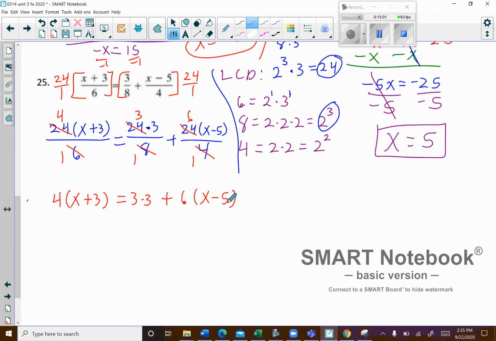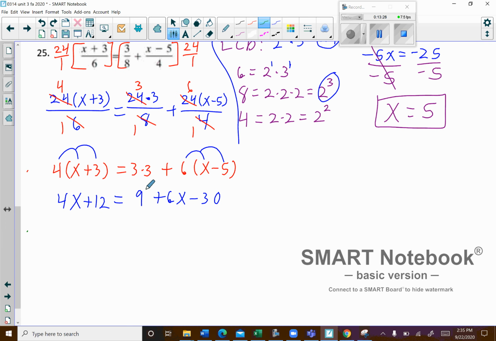And this is nothing new. You should know how to do this. This goes back to our very first unit, so this should be pretty basic. So we'll start by distributing the 4. 4x plus 12 equals 3 times 3 is 9. Then we'll distribute the 6 here, so that'll be plus 6x minus 30. Okay.